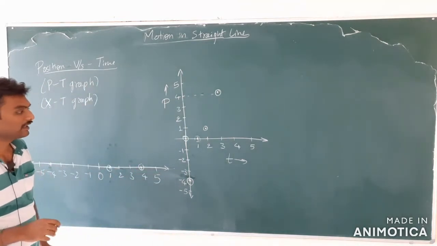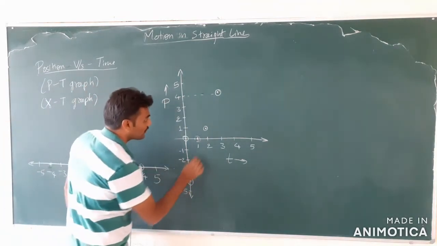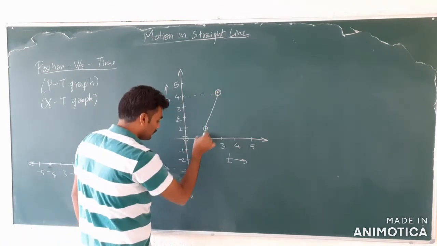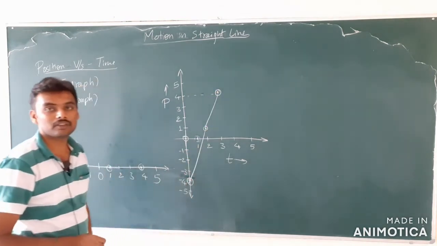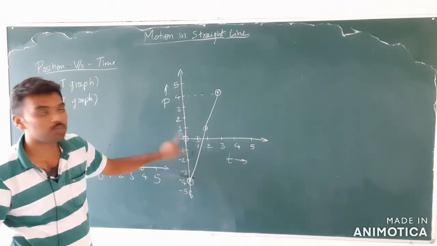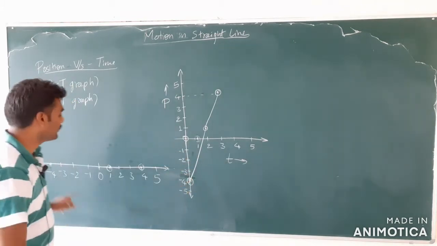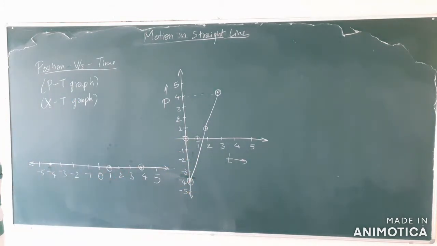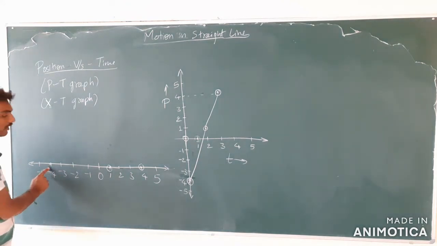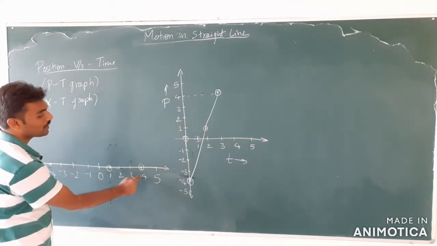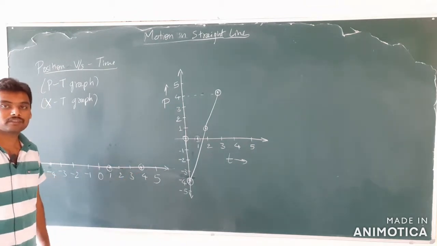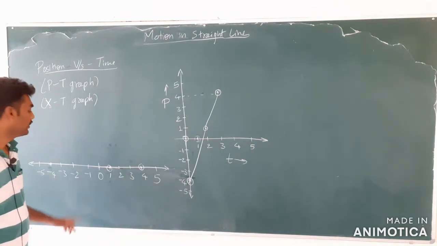Getting the idea? Now, if I join the dots, the graph looks like this. So this is the position time graph for this motion that happened. What is the motion that happened? The motion is from minus 4 to plus 1, plus 1 to plus 4.